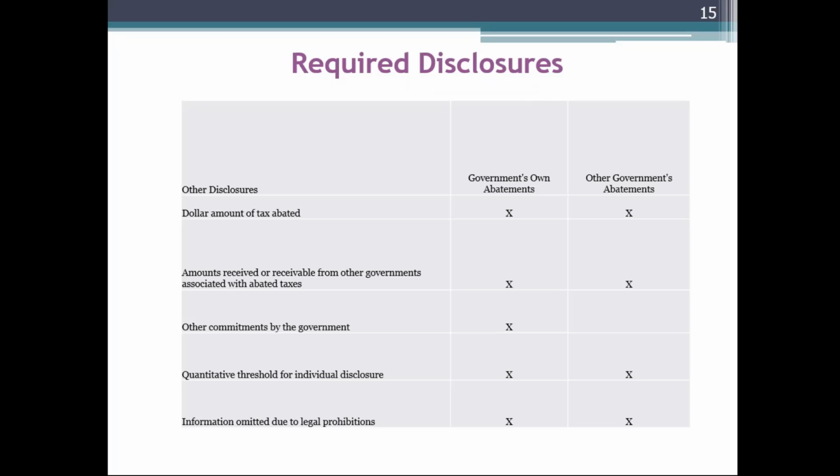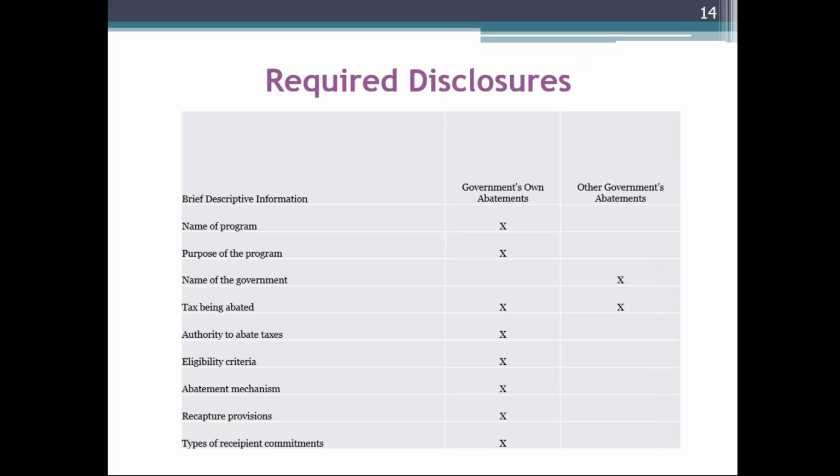And if for some reason there's something that you have a prohibition against showing, there's some confidential information, you have to explain what you have not included. So that's the first column of disclosing the things if it's your own abatement. And we'll go back for the other government, the far right column.